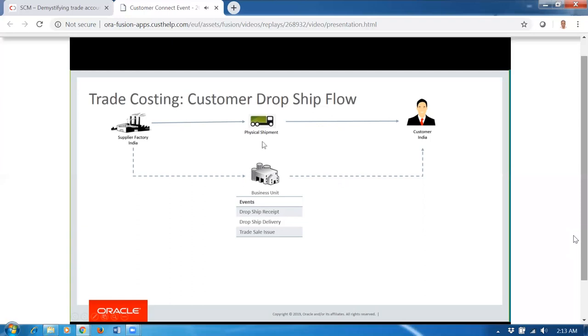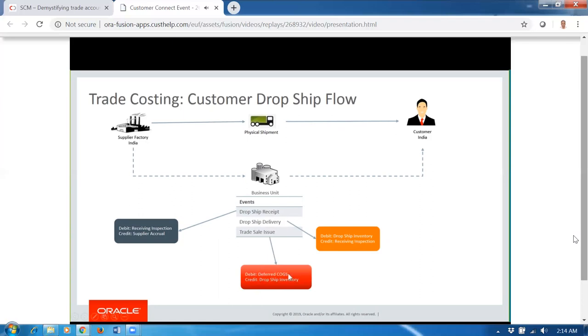But prior to that, there would be a receipt into an inventory. There could be a PO receipt, there could be a business receipt, or there could be a work order completion receipt. So there's an inventory that is existing, and that inventory is getting shipped from the sales order issue. In this case, there's no inventory in your books, but there's a shipment happening from the supplier to your customer. So you would create these events, the dropship receipt and dropship delivery, based upon ASN getting recorded in receiving. And since there's no physical shipment from the business unit, more of a logical shipment, we would use this trade sale issue. So again, the receipt event and the delivery event are for your supplier accrual and your logical inventory, and the trade sale issue is to take out from your dropship inventory and move the value to a different account.